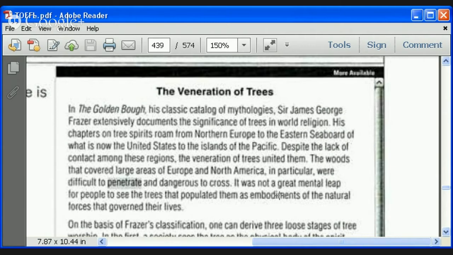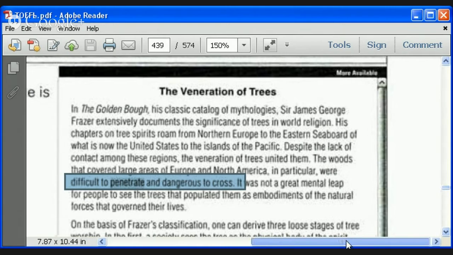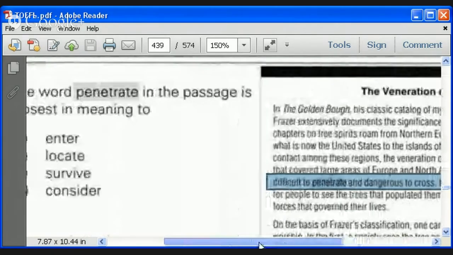All right. So I'm going to go right to it. It's easy to find, it's highlighted, so I don't have to waste time doing that. I'm going to look right at the sentence. The woods that covered large areas of Europe and North America, in particular, were difficult to blank and dangerous to cross. Well, you said enter, difficult to enter and dangerous to cross. Well, in this case, that makes perfect sense, right? I go into, difficult to, yeah, okay.